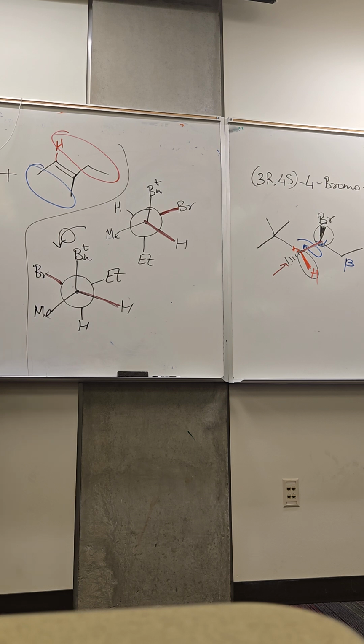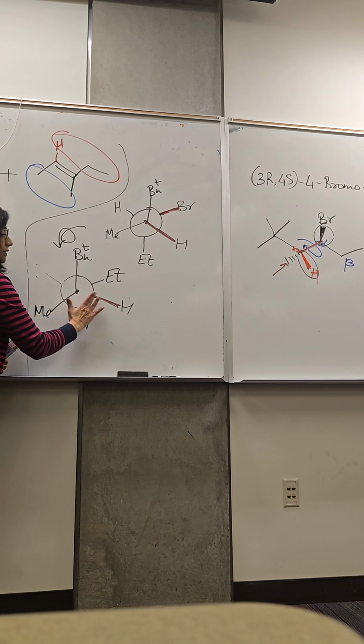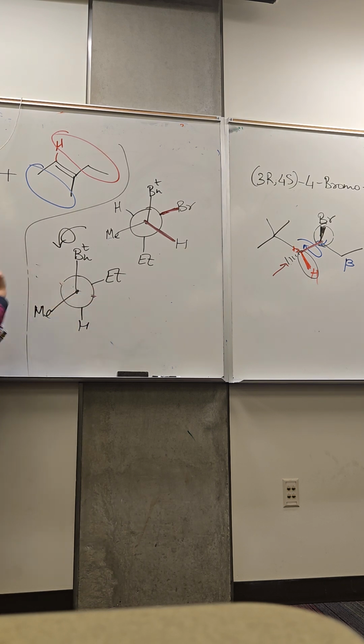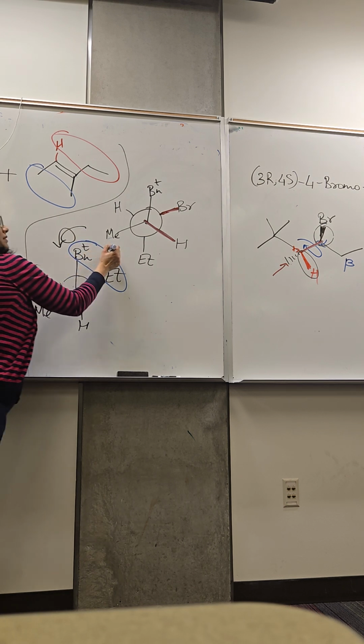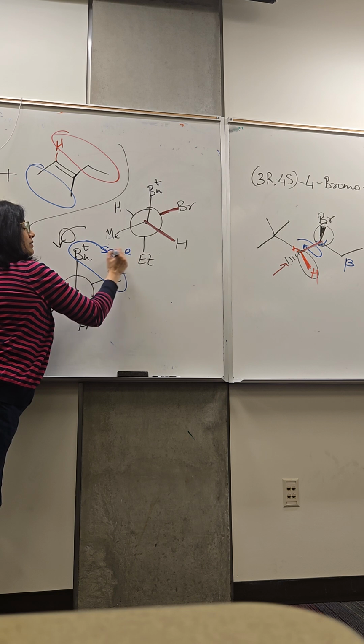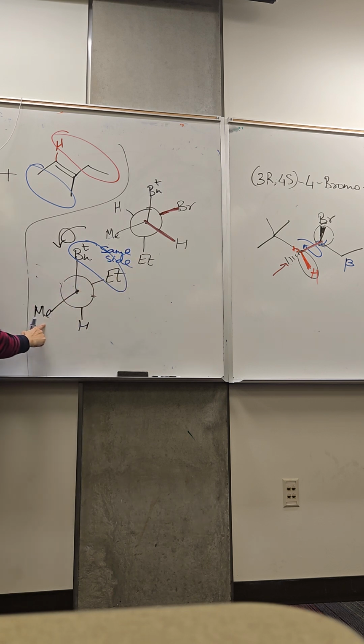So can I just take a shortcut? This is really a shortcut. This is gone, this is gone. Agreed? What's left? That. So what is the orientation of the t-butyl and ethyl? They're on the same side of the double bond, right? Same side of the double bond. And methyl and hydrogen are on the same side of the double bond. Do you guys all see that?